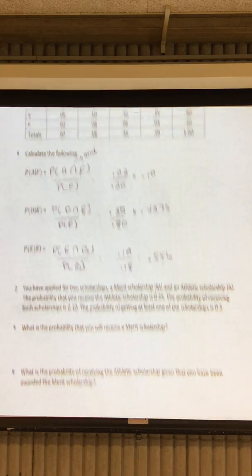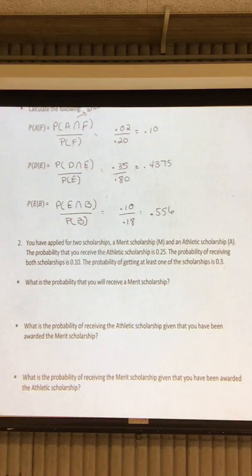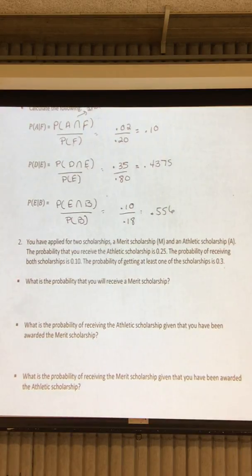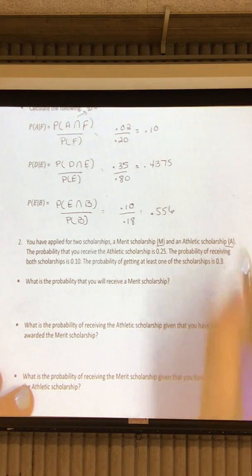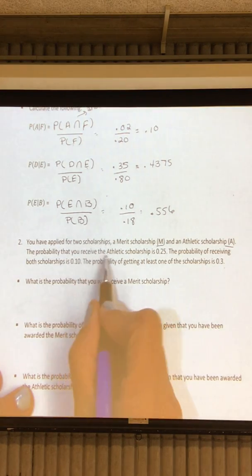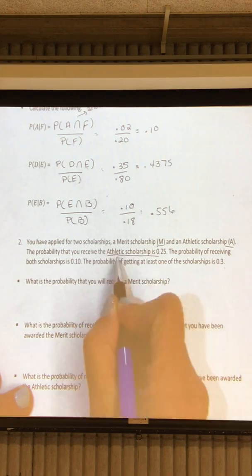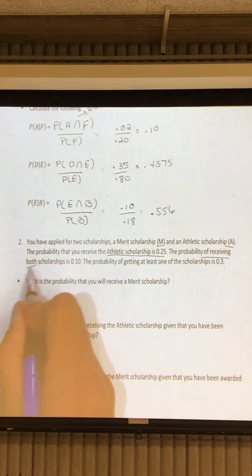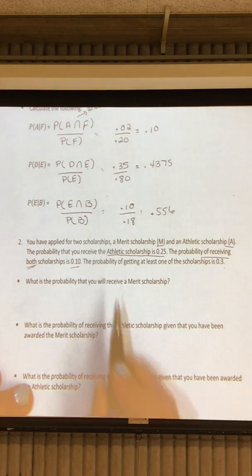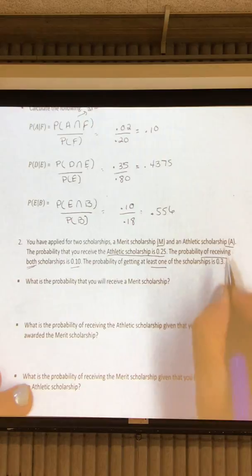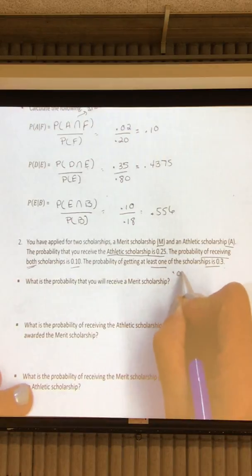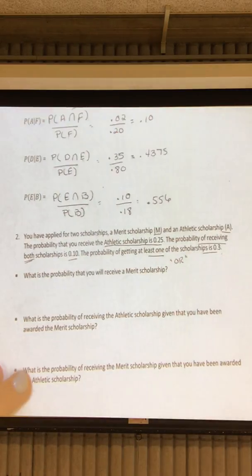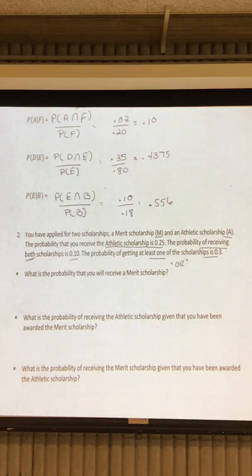Now let's look at problem number 2. Here you have applied for 2 scholarships, Scholarship M and Scholarship A. The probability that you receive an athletic scholarship, which is Scholarship A, is 0.25. The probability of receiving both is 0.10. Probability of getting at least one is 0.3. Again, remember the "at least" means one or the other. So what is the probability that you will be receiving the merit scholarship?